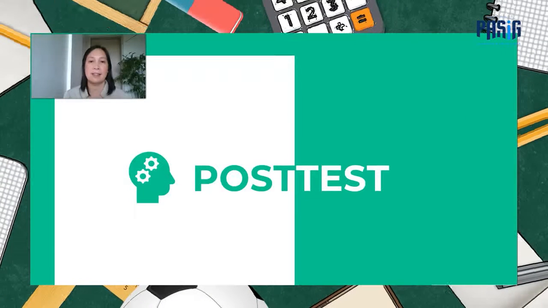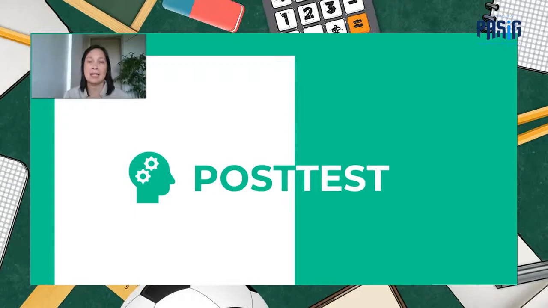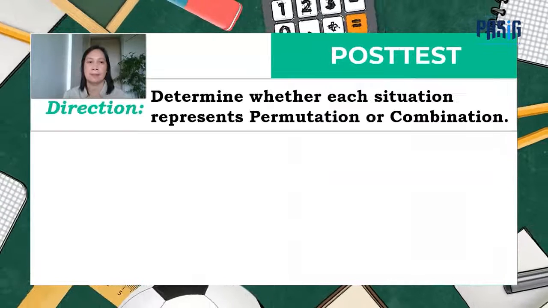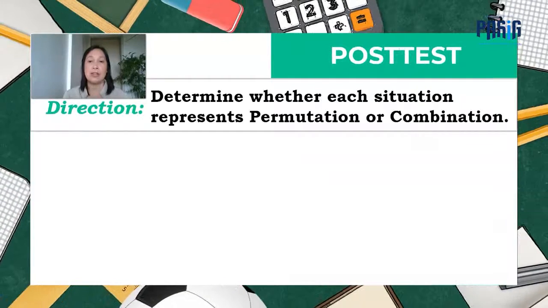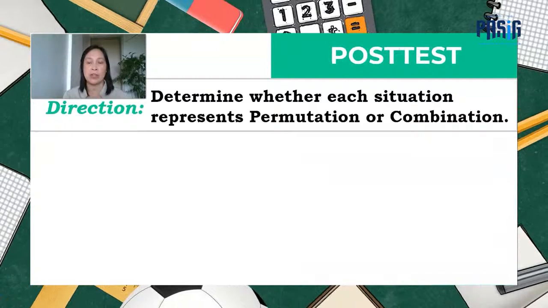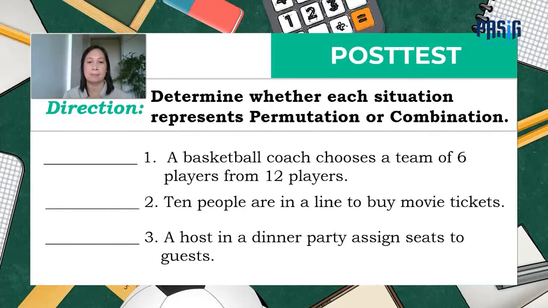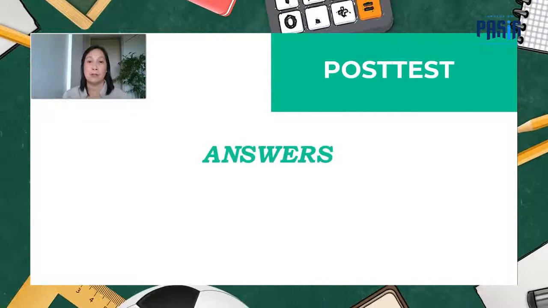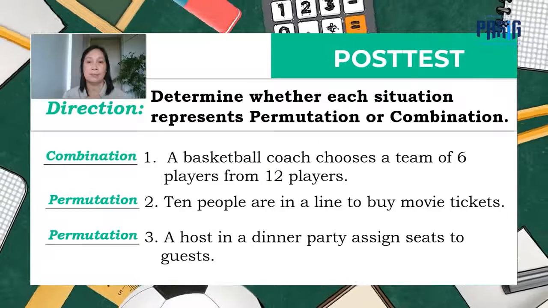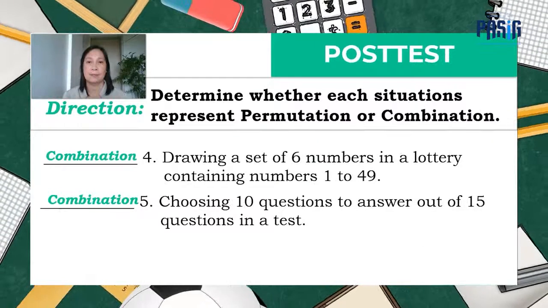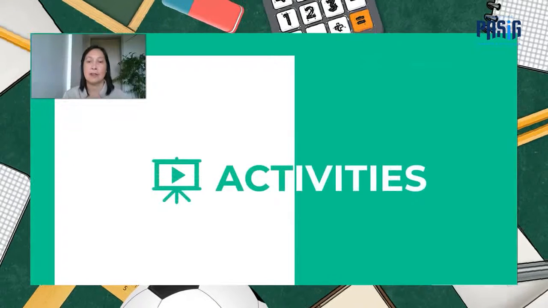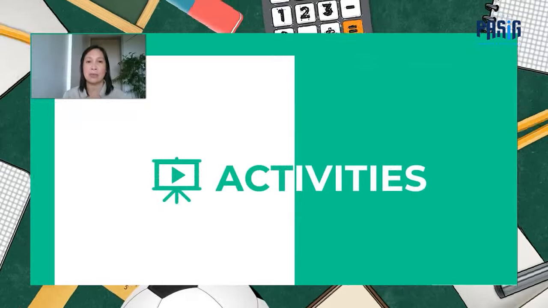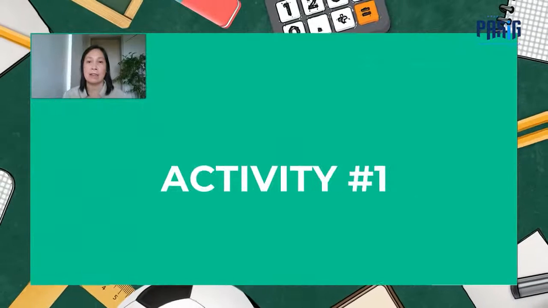Post test. You may pause the video while answering, then play it once you are done. Direction. Determine whether each situation represents permutation or combination. Now, check your answer. For the 3 activities, you may pause the video while answering, then play it once you are done. Activity number 1.